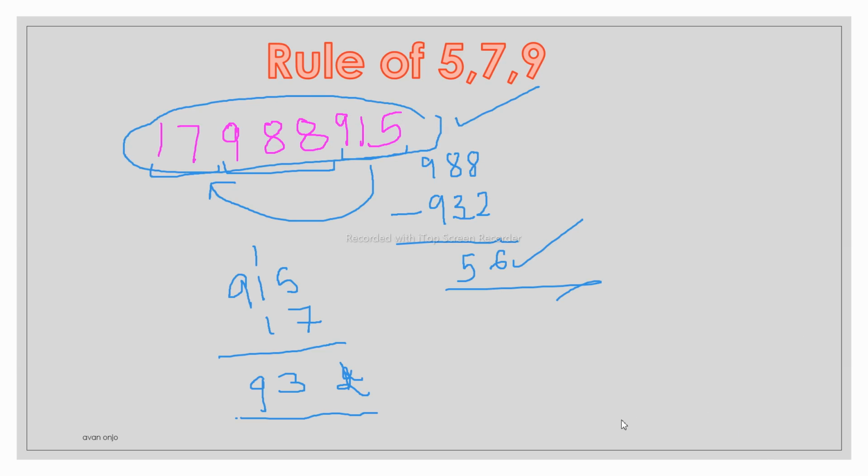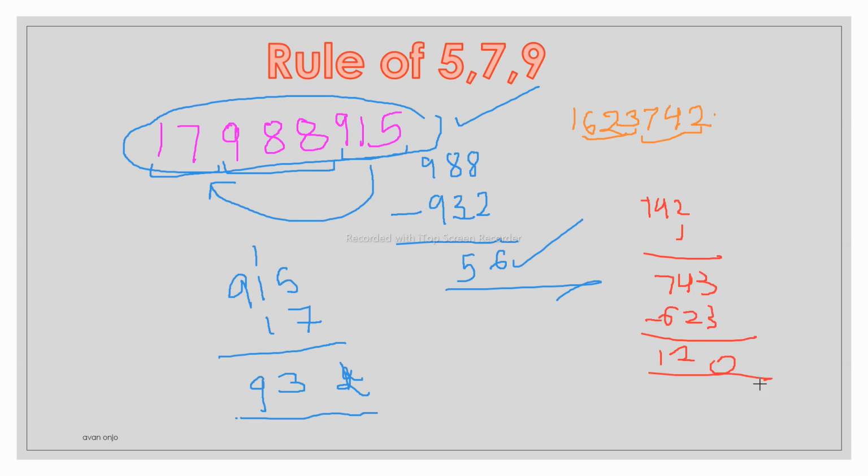You can also try another number. Let me give you 1623742. Now you have to make 3 pairs. So clearly it is like this. Now you have to do 742 plus 1, that is going to be 743. And now you have to subtract the middle pair, so you're going to get 120. You have to see whether 120 is divisible by 7 or not. Clearly it is not divisible, so this number is not going to be divisible by 7. Okay, so this is how we proceed with the rule of 7.